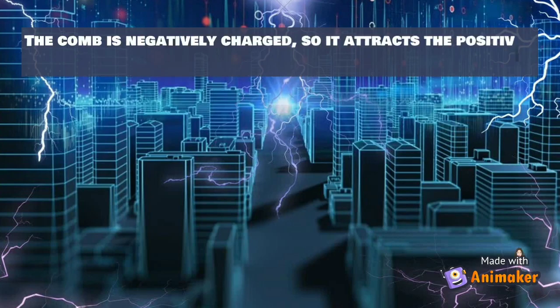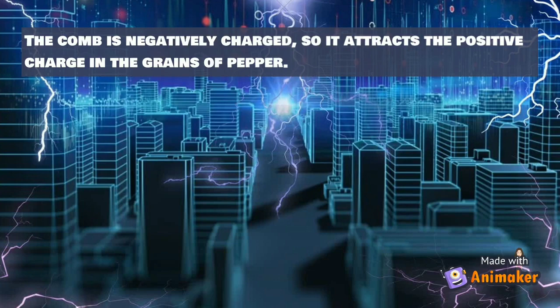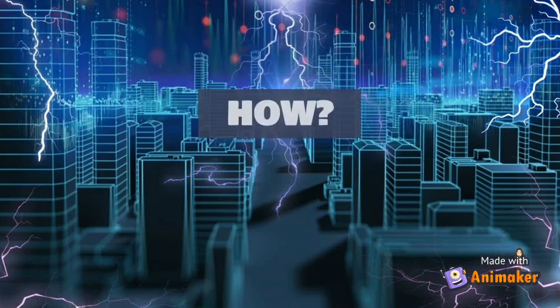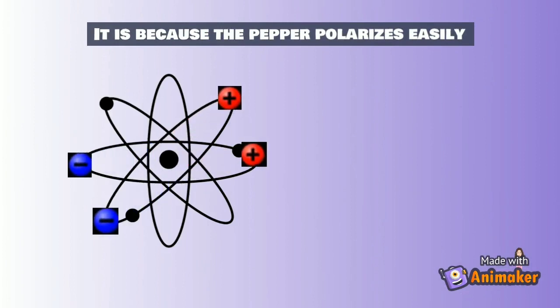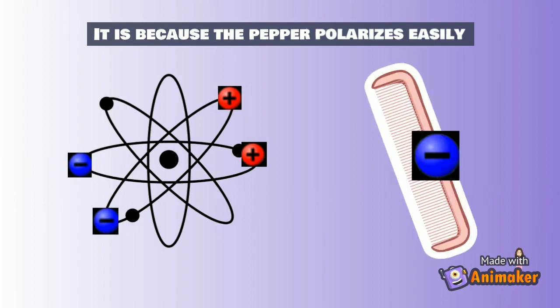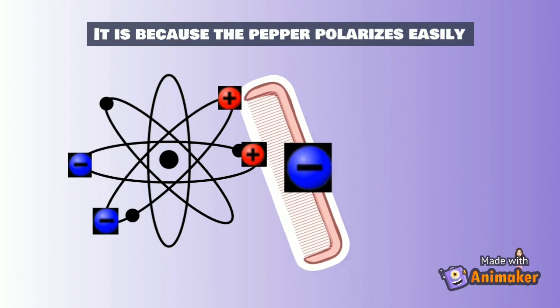The comb is negatively charged, so it attracts the positive charge in the grains of pepper. How? It's because the pepper polarizes easily, meaning the electrons move to one end of the pepper grain, and the protons move to the other end, leaving one end of the pepper grain with a negative charge, and the other end with a positive charge. So the pepper grains attract to the comb. Unlike pepper, salt doesn't polarize quickly. And that's how the first experiment works.